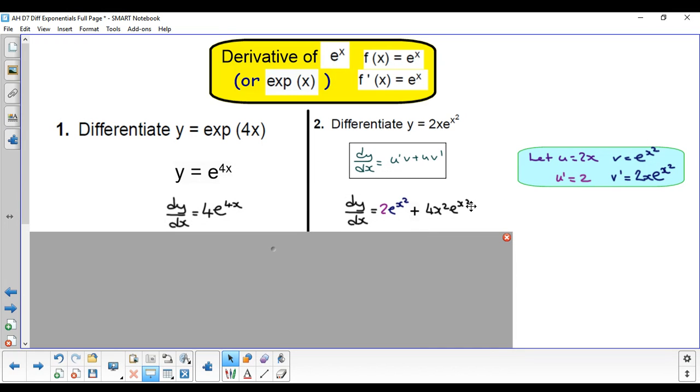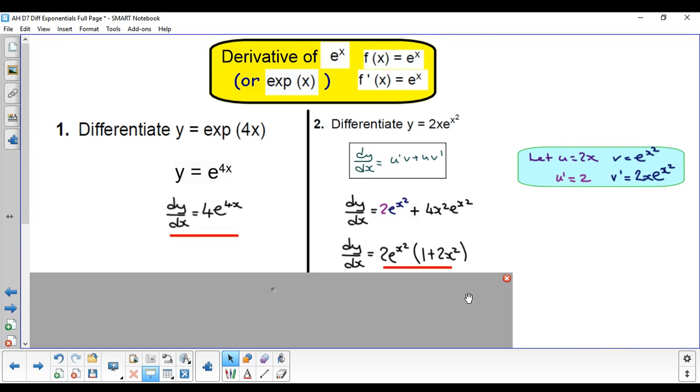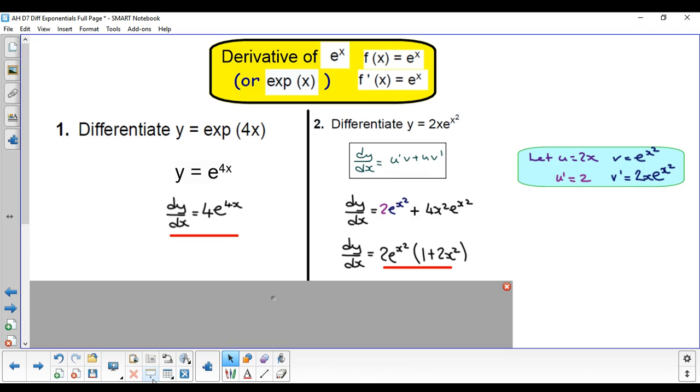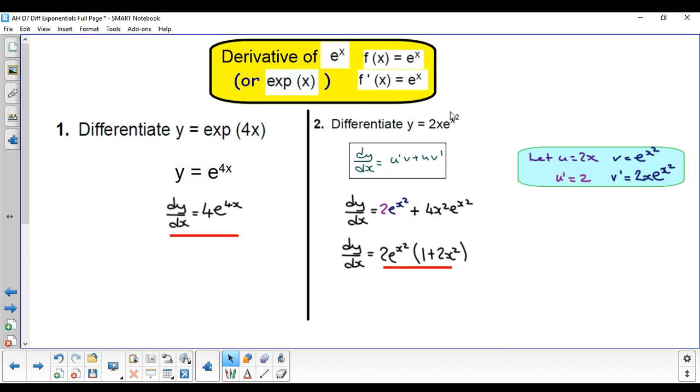And then you can pull out a common factor. They both have a multiple of 2. They both have e to the x squared, and that's your answer. Okay. So you can do it with the chain rule. You might have the product rule, you might have the quotient rule. But actually it's just e to whatever it was in the first place, and then the chain rule comes down. If you find it super tough to remember, you can use substitution as well.